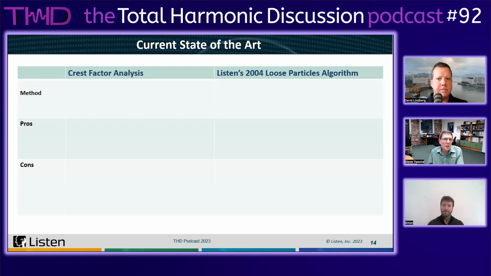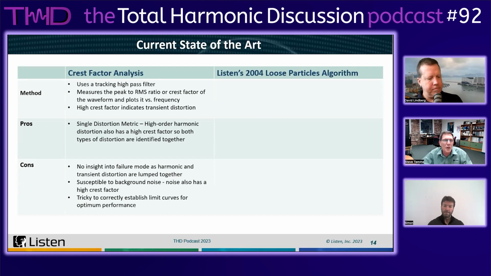So back in 2004, when we were developing this algorithm, the only other analysis technique that we were aware of was crest factor. And crest factor is, of course, a very useful analysis tool. And it's pretty simple to implement just by using what we call a tracking high pass filter. So again, we do a fast sine sweep. We offset a high pass filter to remove the stimulus and measure everything else.